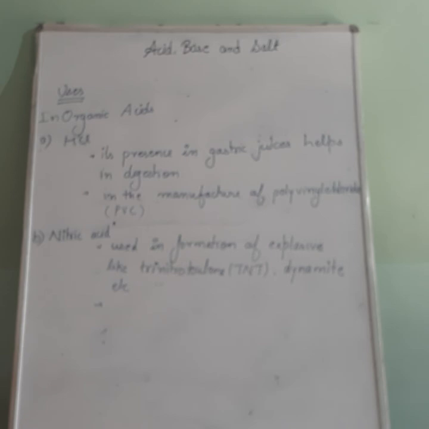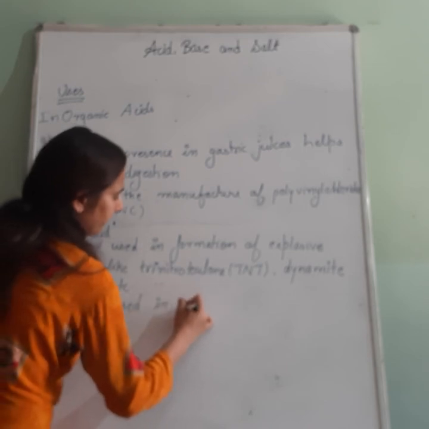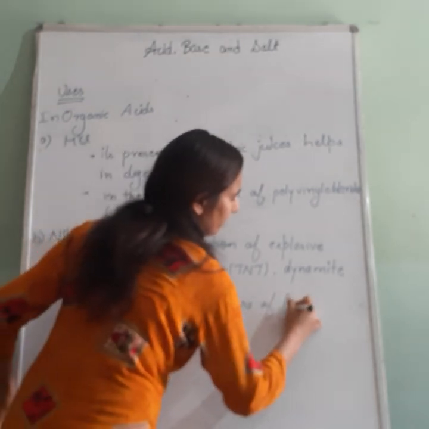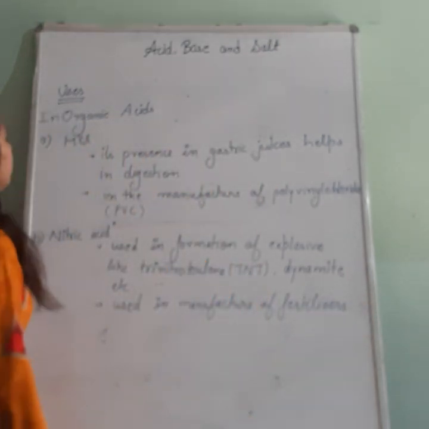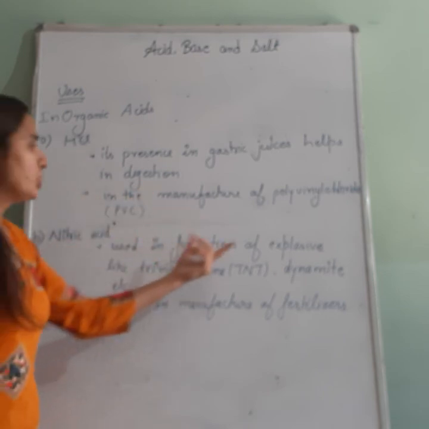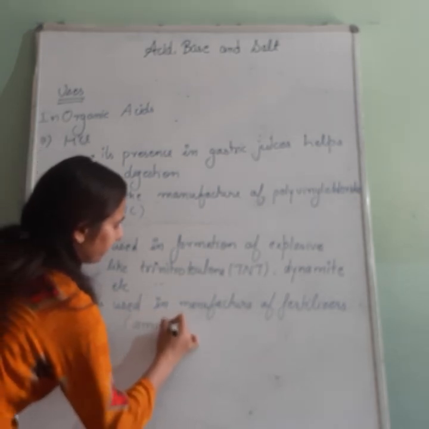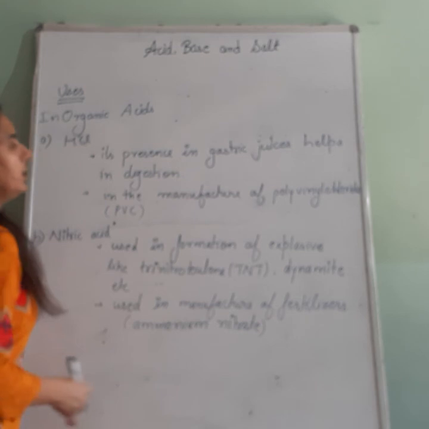एंड नाइट्रिक एसिड इज ऑल्सो यूज्ड इन द मैन्युफैक्चर ऑफ फर्टिलाइजर्स. HCl helps in digestion, formation of polymers. Nitric acid, formation of explosive and manufacture of fertilizers like ammonium nitrate. Note it down.